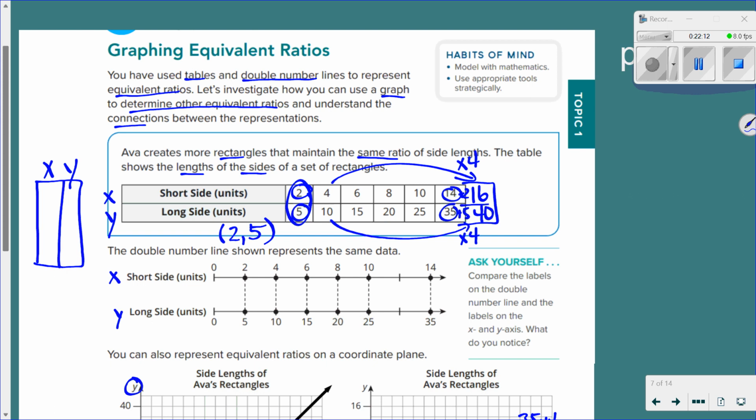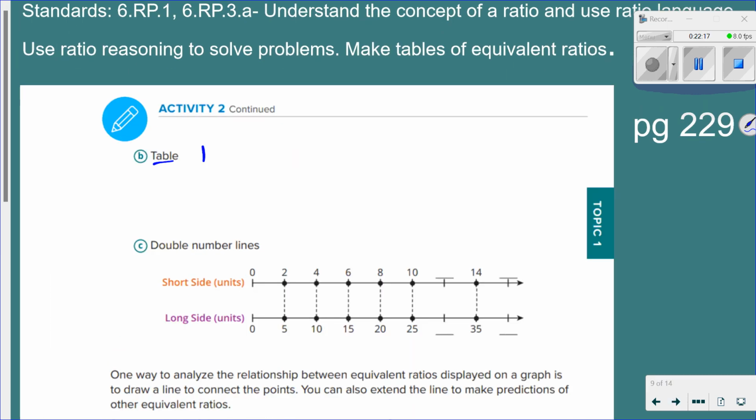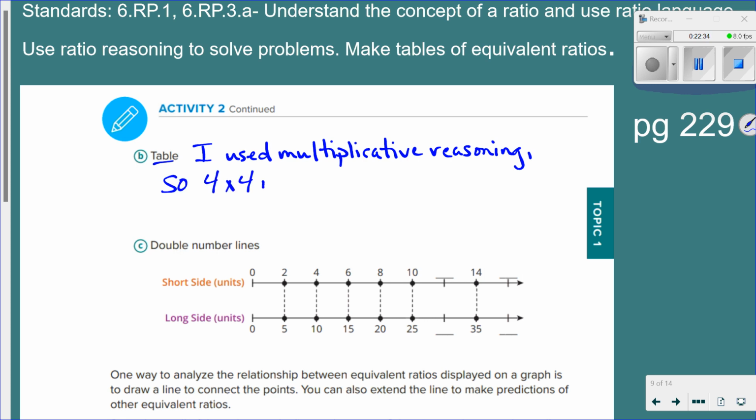So I'm going to use the multiplicative reasoning one for my explanation. So for the table, I use multiplicative reasoning. So 4 times 4 was 16. And 10 times 4 gave me 40. Same answer, different format, and lots of different ways to do it.